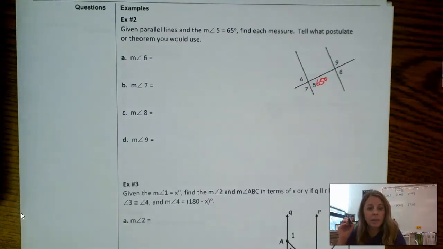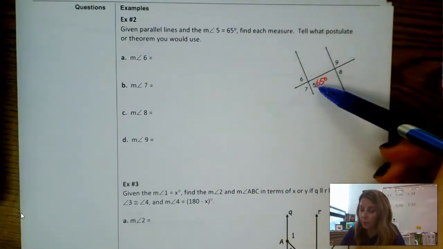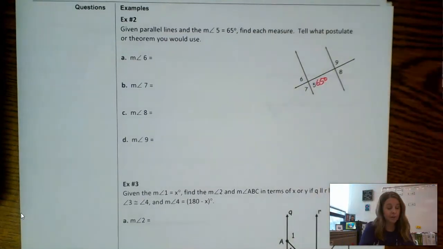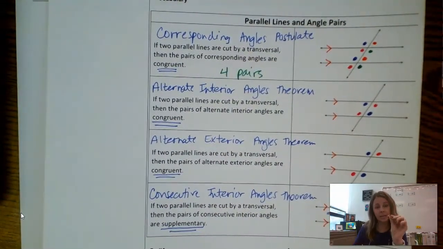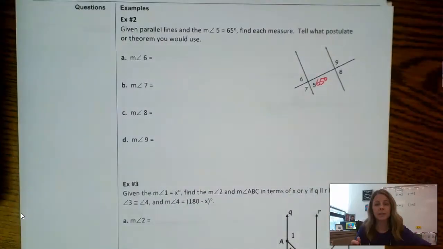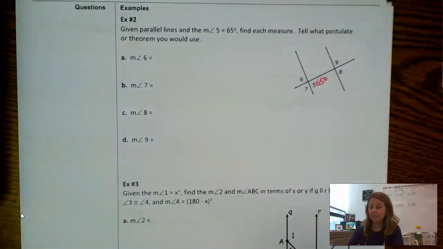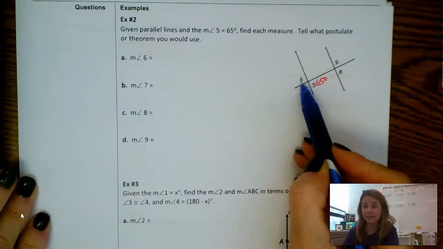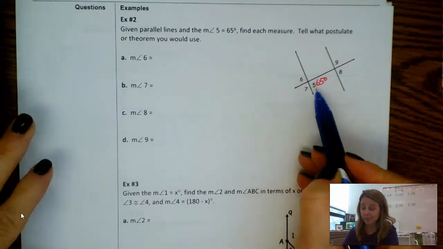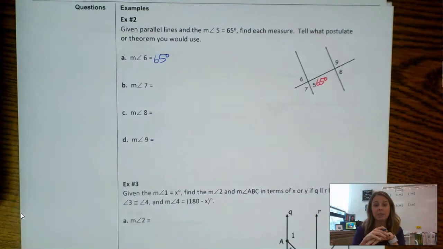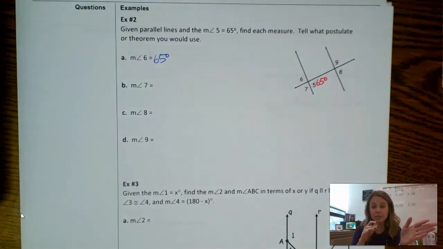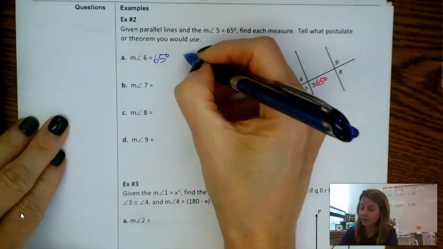Okay, letter A, measure of angle 6. So I'm going with angle 5. So 6 and 5 don't fall under one of these categories, because they're together in a group of 4 angles. But I have another reason I know that 6 is also 65 degrees. It's because these are vertical angles, and the vertical angles theorem says those are equivalent to each other, or congruent. So 65 degrees, and so instead of quoting one of the new theorems, I'm going to call that the vertical angles congruence theorem.